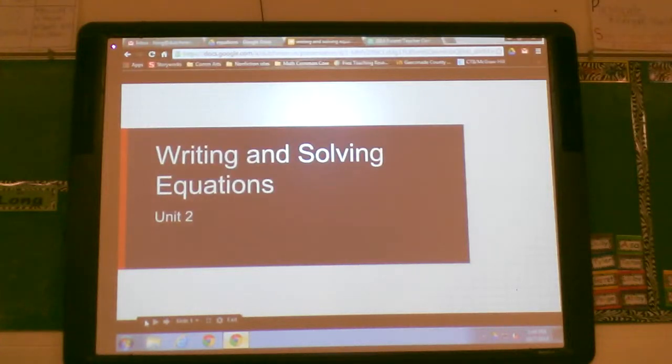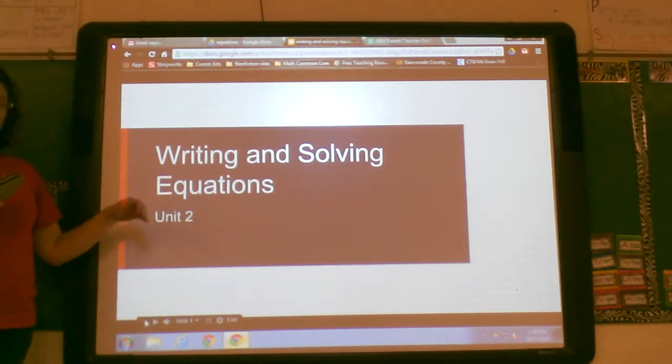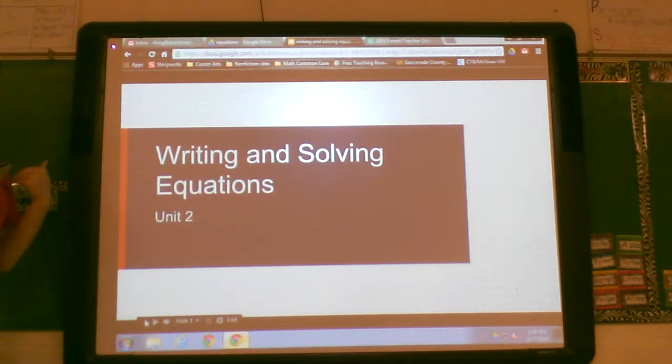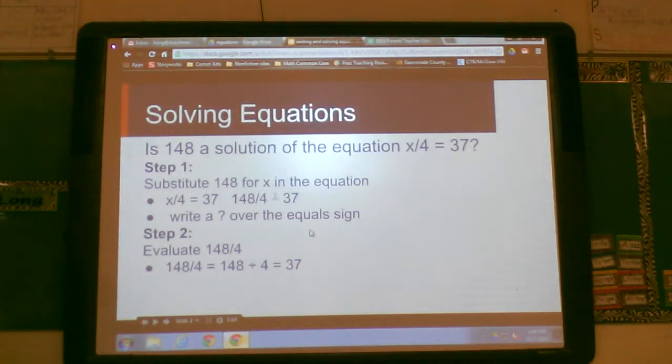Today we're going to talk about writing and solving equations. We've already talked about the difference between expressions and equations, but just a reminder, equations have the equal sign in them. Expressions do not. So, you need to keep that in mind as we go through. So, if we look at the problem, is 148 a solution of the equation x divided by 4 equals 37?